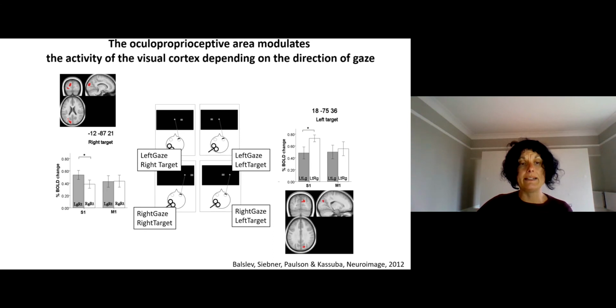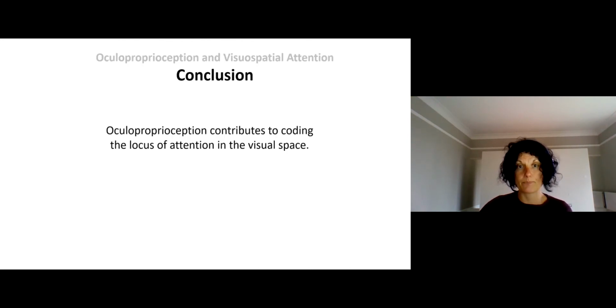As you can see in these figures, the change is significant when repetitive transcranial magnetic stimulation is applied in the somatosensory cortex and does not occur for a control area in the motor cortex. And that's the same for both the right target and the left target. So the conclusion from this series of experiments is that ocular proprioception contributes to coding the locus of attention in the visual space.